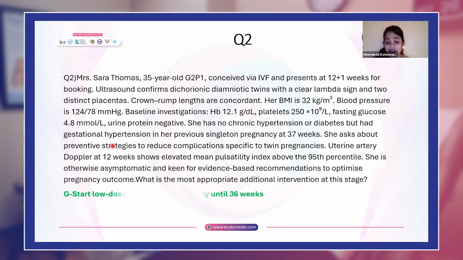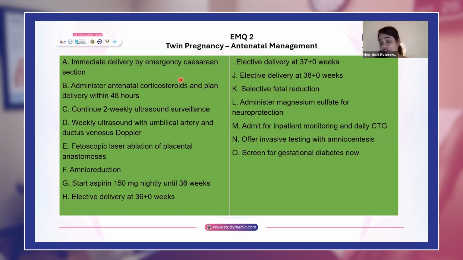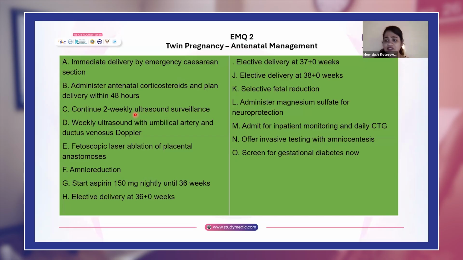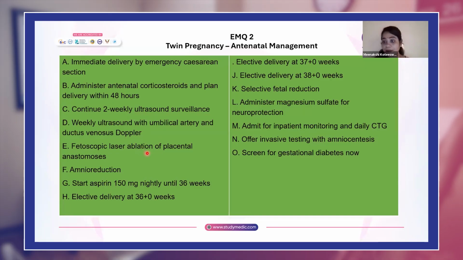And when you look at the options, it is very clear that you won't go for delivery, and no steroids are required right now. 2 weekly ultrasounds are not required currently for DCDA twins. Weekly ultrasound with umbilical artery Doppler is not required. We don't go for laser ablation here. Amnio reduction is not there. She's asking for preventive strategies. So therefore, aspirin 150 milligram at night would be sufficient.